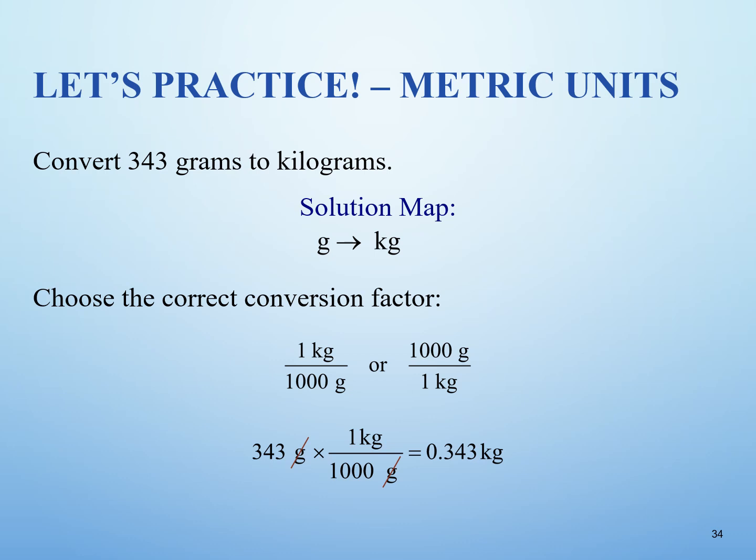So over here, we want to do 3 grams to kilograms. So we need to know the conversion. 1 kilogram is 1,000 grams. And remember, we can write it either way. And we choose the method that we can cancel the grams on the bottom and kilogram, the unit that you want, on the top. So you get 0.343 kg here.